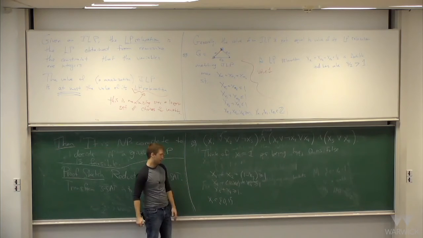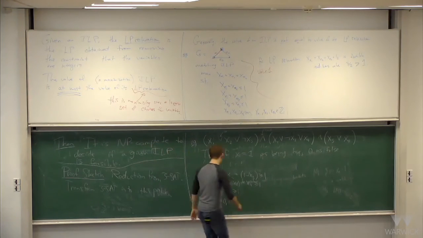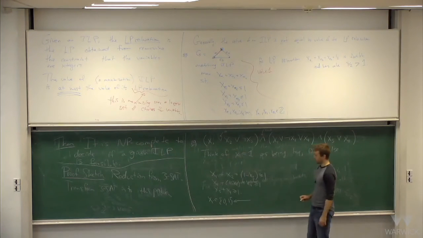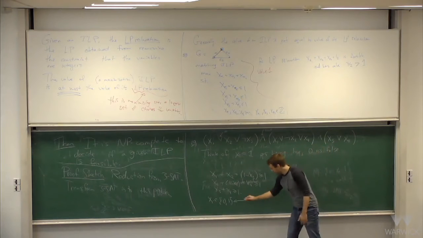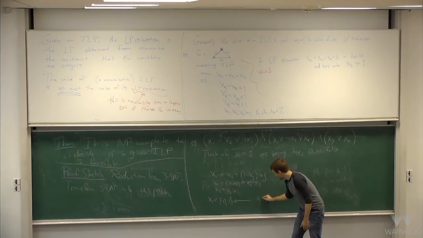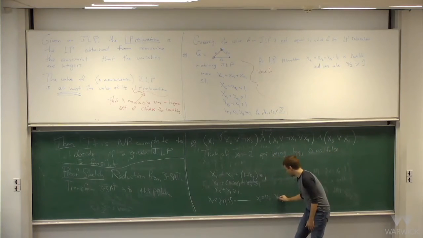So okay, this is not quite the same format that I was writing things in before, but of course, this is the same as writing that my xi's are at least 0, my xi's are at most 1, and my xi's are integers, right?